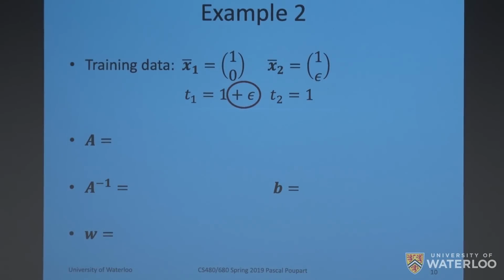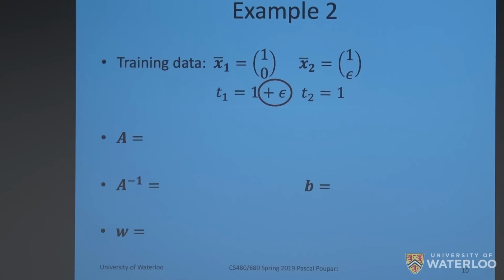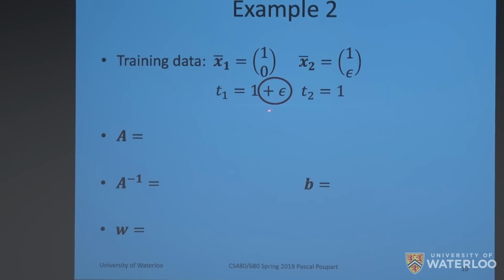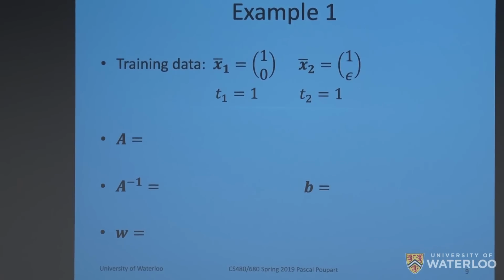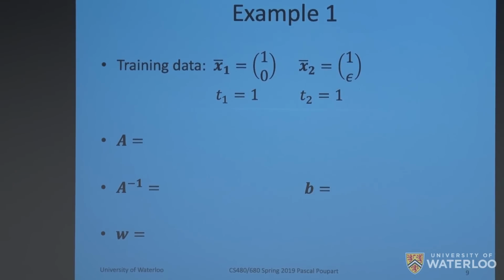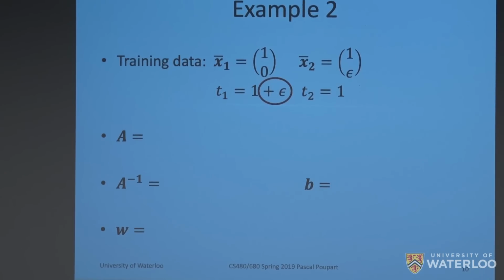Now let's consider a second example. The difference between the first and the second example is what I've circled here. I'm going to add epsilon to the target for the first data point. The first data point in example 1 had a target of exactly 1, and in example 2, it has a target of 1 plus epsilon. That's the only difference, so it's a tiny change. Let's see what the impact is.